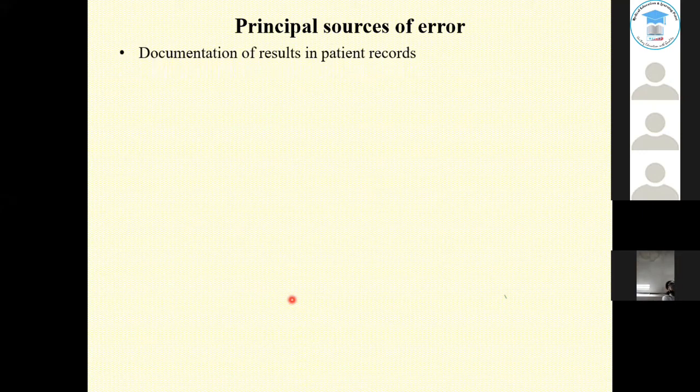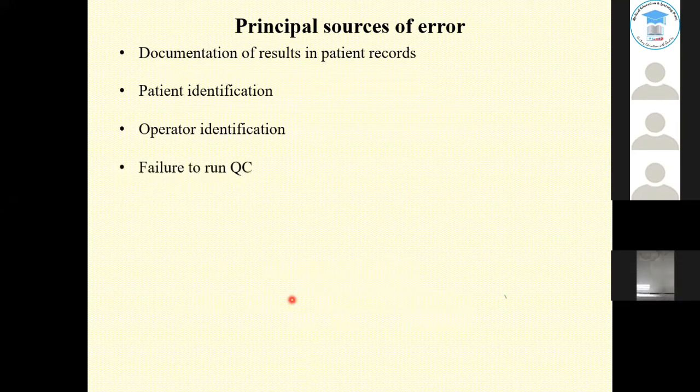We also saw that the potential sources of error were documentation of results in patient records, patient identification, operator identification. Somebody could have actually used that glucometer, but you never knew who. Failure to run a quality control. However much it is said that all POC equipments do not need any quality control, that's absolutely not true. There have been tests which had been classified actually as waived and non-waived, some which do not need any quality control at all, some which do need.